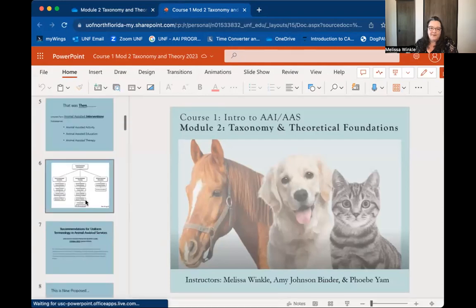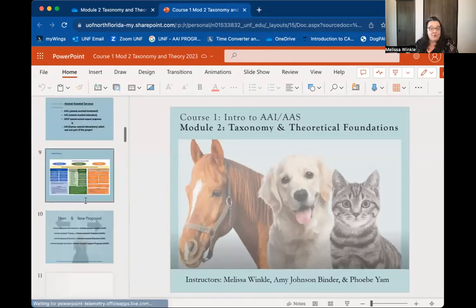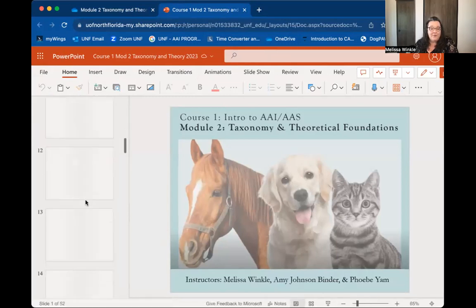Ooh, it's always a hard one to listen to, but it's a great example of the human animal bond. Right, let's get back to our slideshow here.